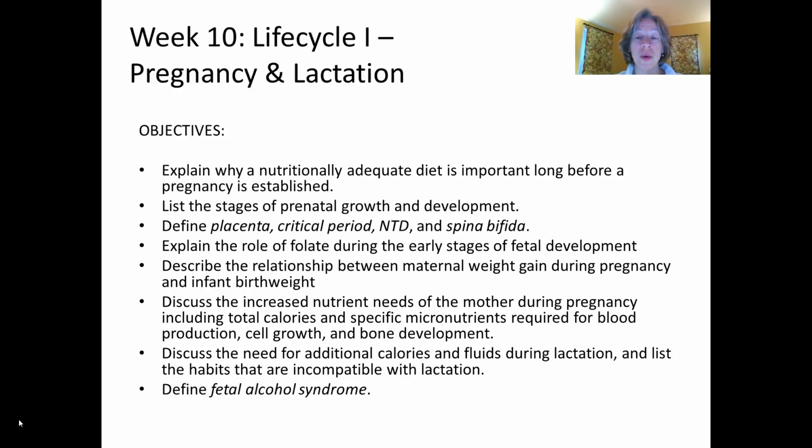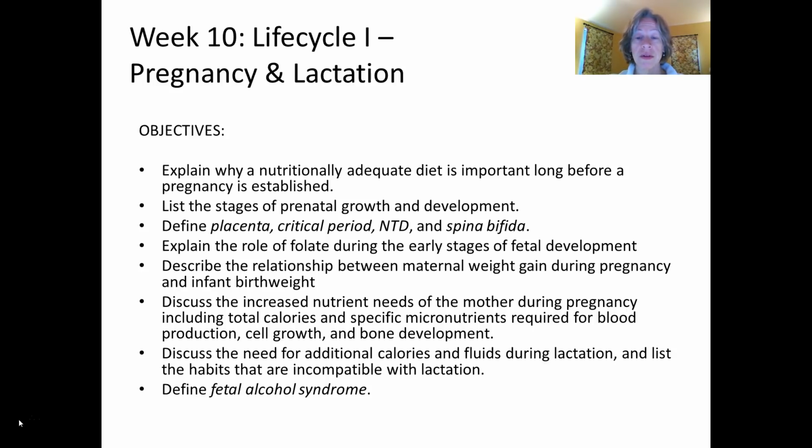Relationship between maternal weight gain during pregnancy. Remember, moms-to-be don't need to gain a whole lot of weight during the first trimester, but more so during the second and third trimester. But more importantly, we want to talk about the infant's birth weight. The amount an infant weighs at birth is really the single most reliable indicator of its health status. So low birth weight babies are 40 times more likely to die within the first year. So birth weight is really important as a health indicator.